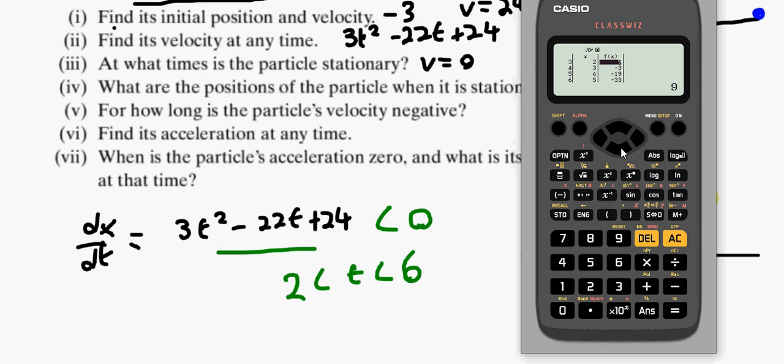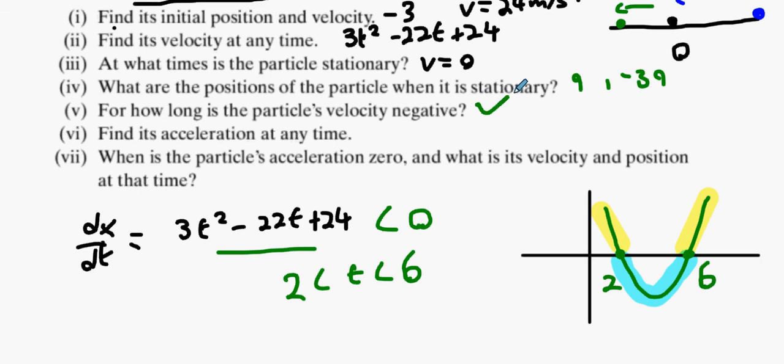What's happening between 2 and 6? The y value is getting smaller, isn't it? And then what happens after 6? It turns around and goes back up again. Okay. How long is the particle's velocity negative? Technically 4 seconds, isn't it? So 4 seconds, which is in between 2 and 6.